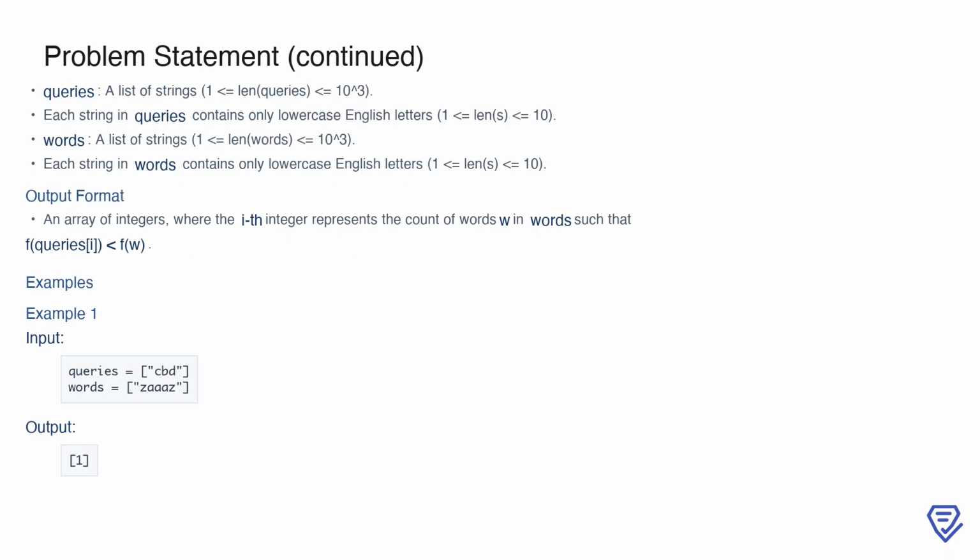The input consists of 2 arrays, queries and words. Both arrays have a length between 1 and 1000, and each string within these arrays is composed only of lowercase English letters. The length of any individual string is between 1 and 10. The output is an array of integers where each element corresponds to a query string. Specifically, the ith element of the output array represents the number of words in words for which f(q) is less than f(w), where q is the ith query string.